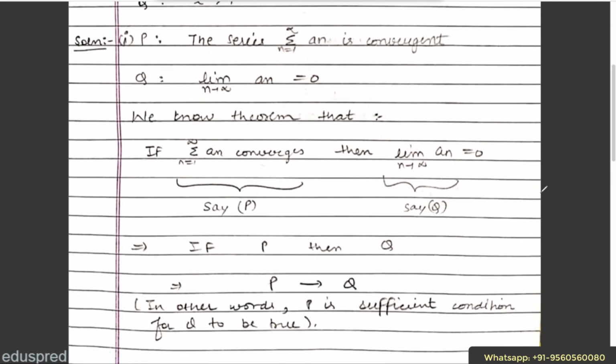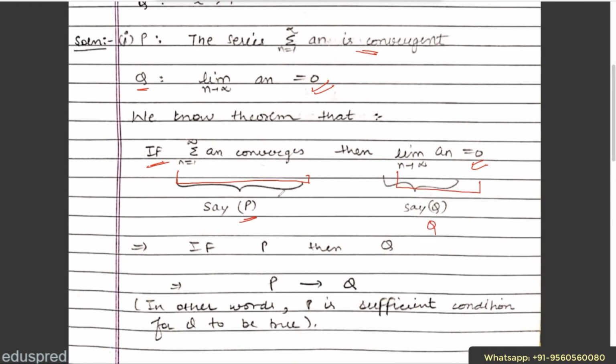Now, let's begin with the solution. In your first part, the first statement P was that the series summation an where n is equal to 1 to infinity is convergent, and your statement Q was limit an as n tends to infinity is equal to 0. Now we know the theorem that if summation an from n is equal to 1 to infinity converges, then limit an as n tends to infinity is equal to 0.